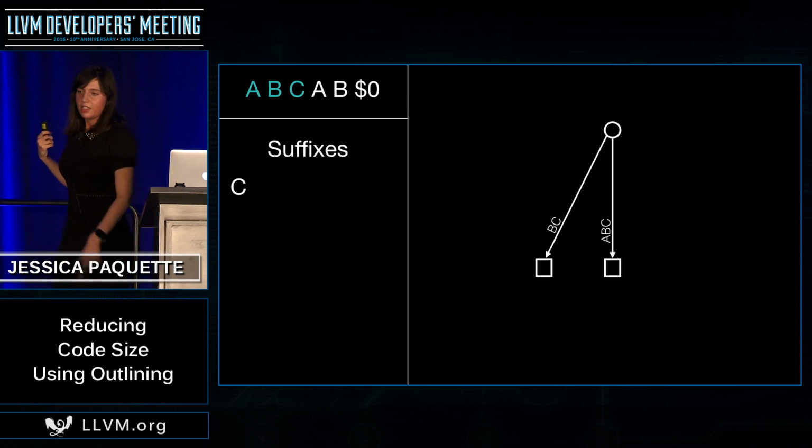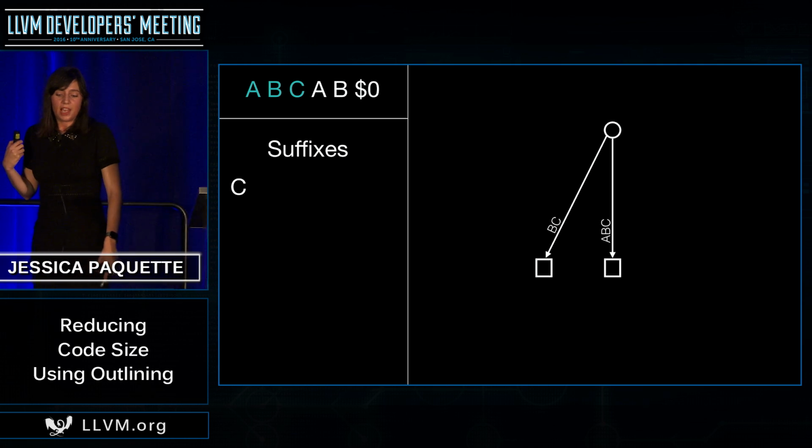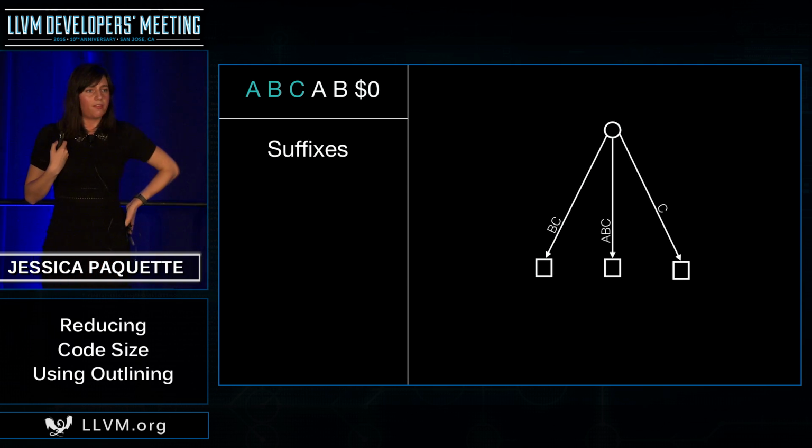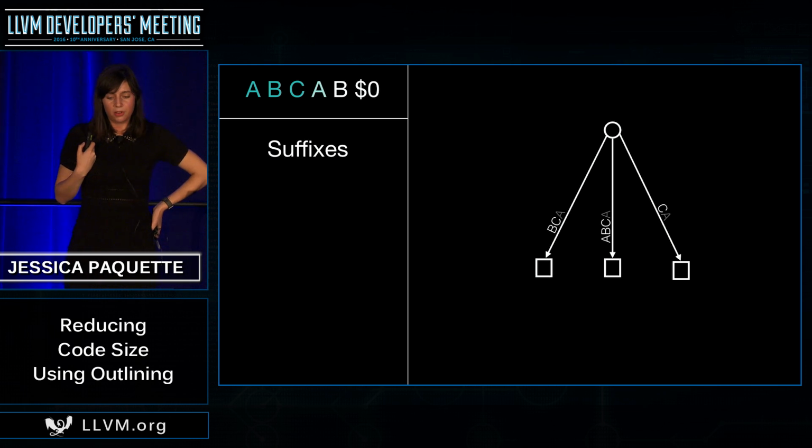We can extend that leaf end, and then all we have to do is add C in the exact same way. That's pretty straightforward. So let's move to the next one.